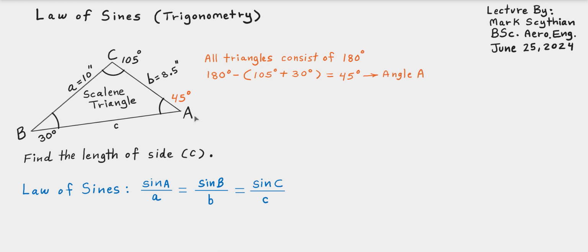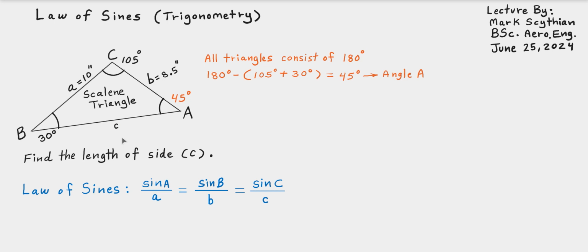Angle A, capital A, projects side little a. Angle capital B projects side little b. And angle capital C projects side little c. So that's the methodology of triangle components with respect to the angles and the sides.